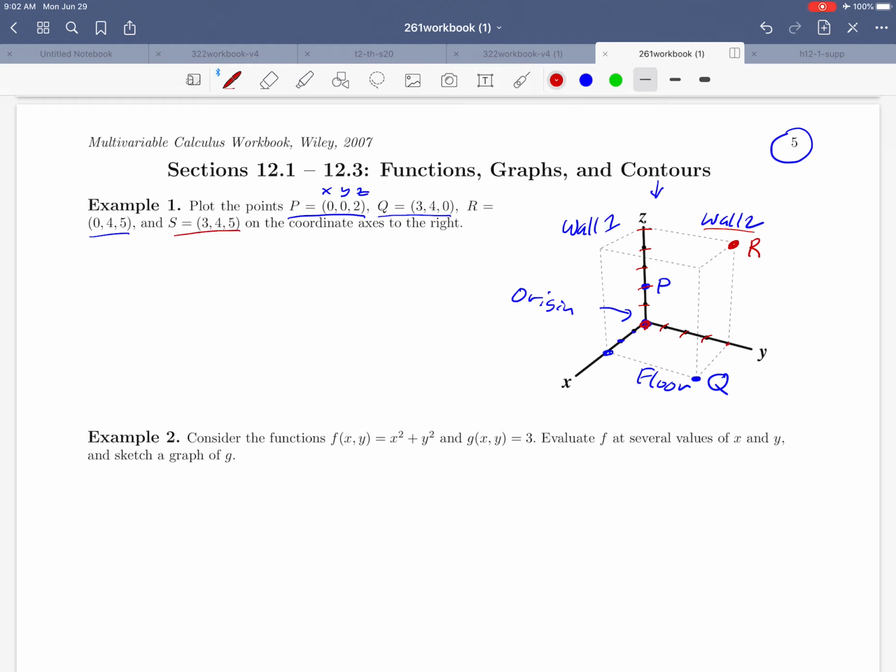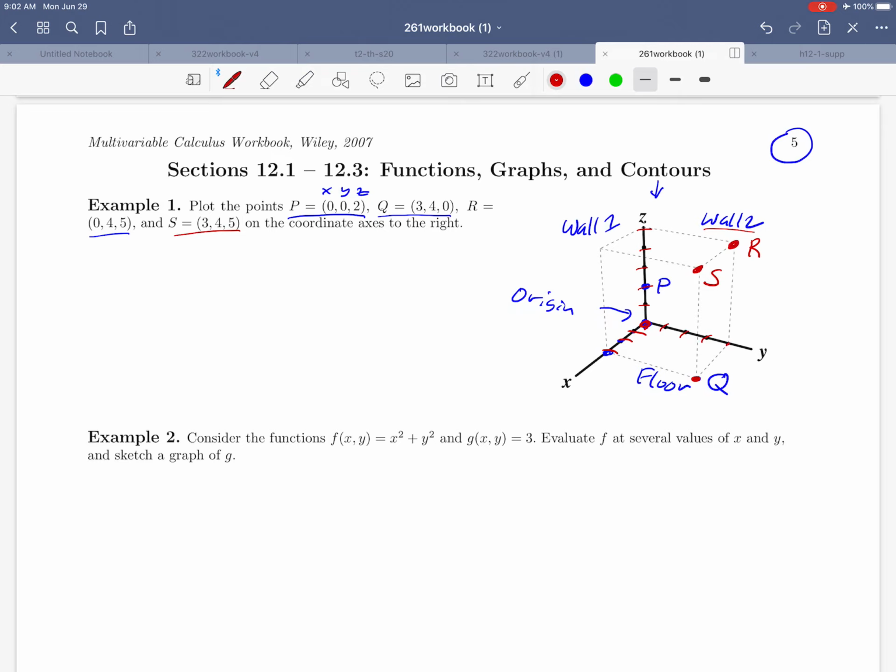And then finally, what about S? (3, 4, 5). This time we want to move a little bit in the x, y, and z directions. So we're going to go 3 units in the x, then 4 units on the y, which is going to put us at Q, and then we want to go straight up 5. And so S is going to be sitting there.